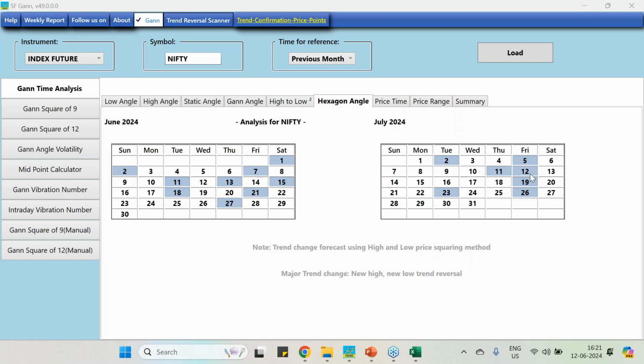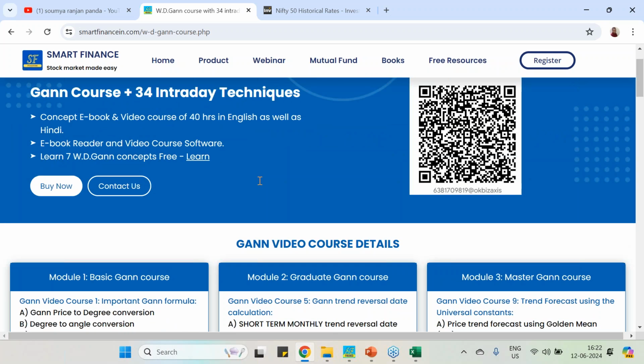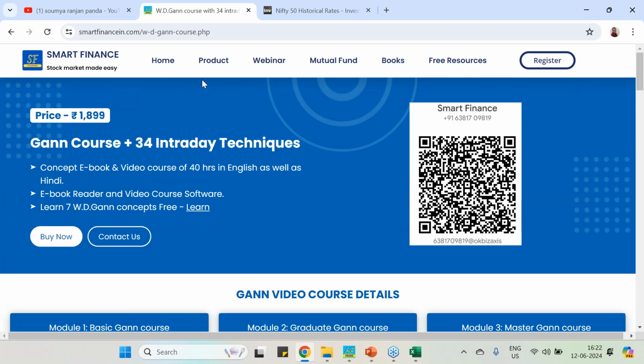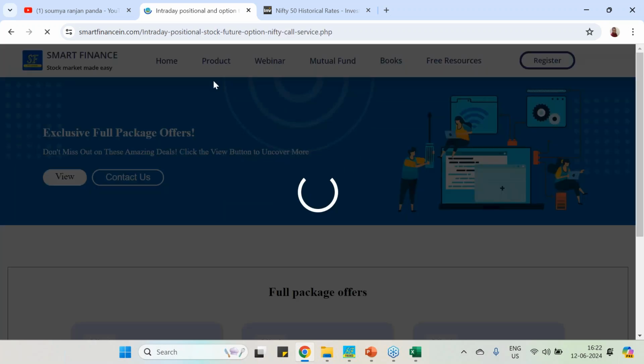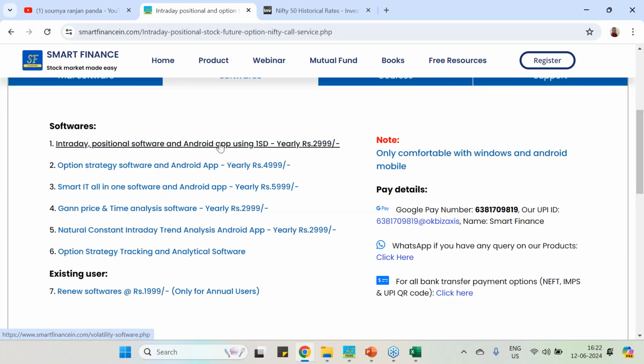This is how you should utilize the trend change date, and these are the methods programmed in the software. You yourself can learn these methods from the Gann course. Nothing is hidden. We have given an Excel sheet and video presentations, so you can easily learn and master these things.